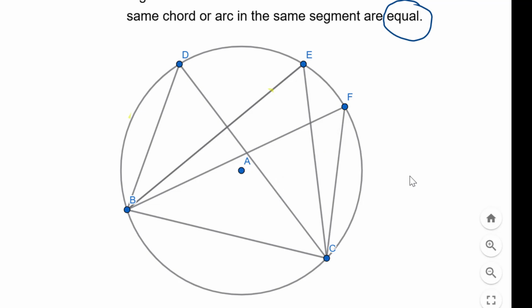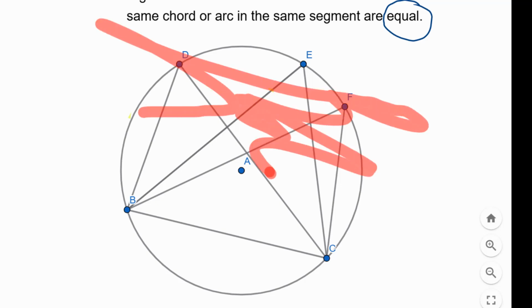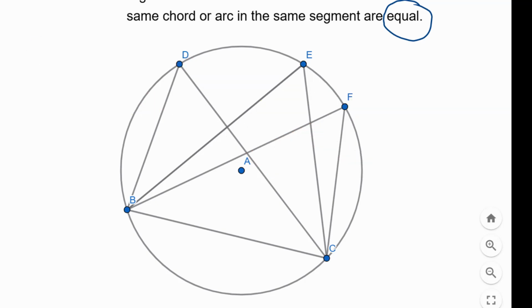You realize that they are all coming from the same chord. And we are saying that if that happens, they must all be equal. And then you can see that they are all in the same segment. Look at it, in this segment. They are all in the same segment. You see that? They are all within the same segment. Let's measure the angle to verify this theorem.